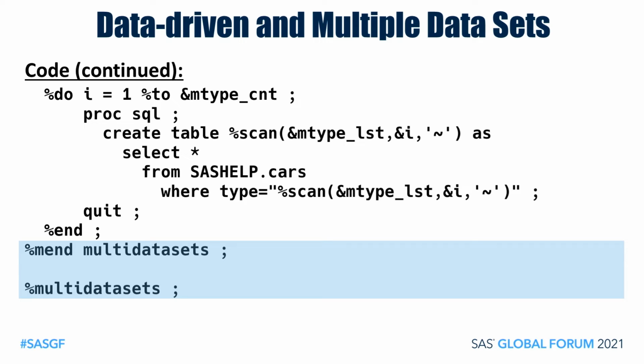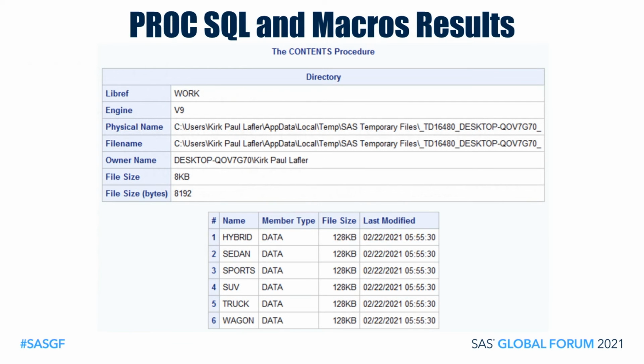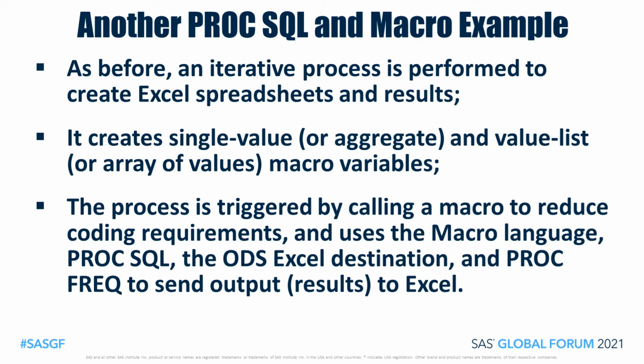Once it finishes with this looping process, this iterative process, it then terminates or ends the macro routine, percent mend, multi-data sets, and then whenever needed, we can utilize this macro routine, percent multi-data sets. And the result, whenever we trigger or launch or execute this routine, will be to create, based upon the values found in the type variable in the cars data set. Let's now look at another ProcSQL and macro example.